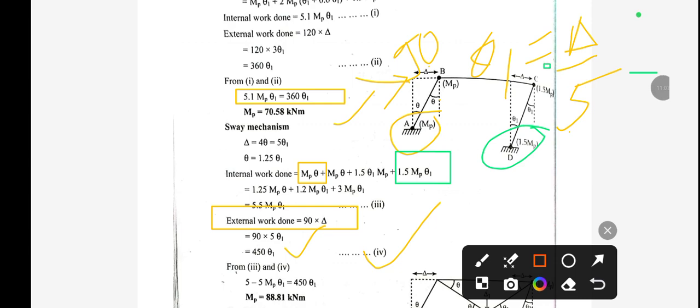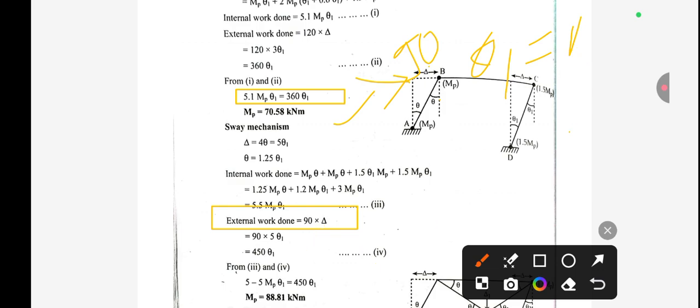And for this point you can see this will be 1.5 mp into theta 1. So this is 1.5 mp into theta 1. And for this point this will be mp into theta only. So this value is here, mp into theta 1. So after calculating this value we get 5.5 mp theta 1.